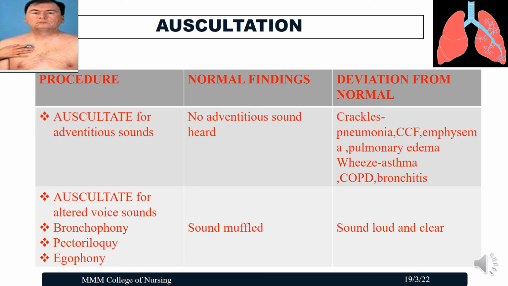Then we need to auscultate for altered voice sounds. As we have discussed, the abnormal voice sounds which we can hear during auscultation are bronchophony, pectoriloquy and egophony. Usually in normal findings, the sounds will be muffled, but in case of any conditions related to the respiratory system, if the lungs are affected, the sounds will be loud and clear.